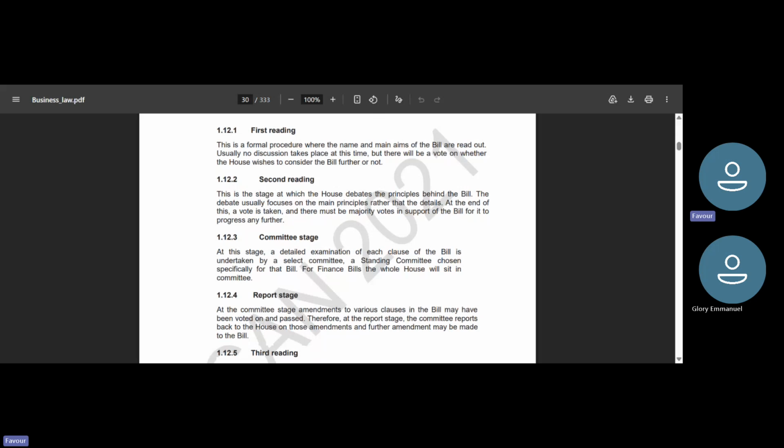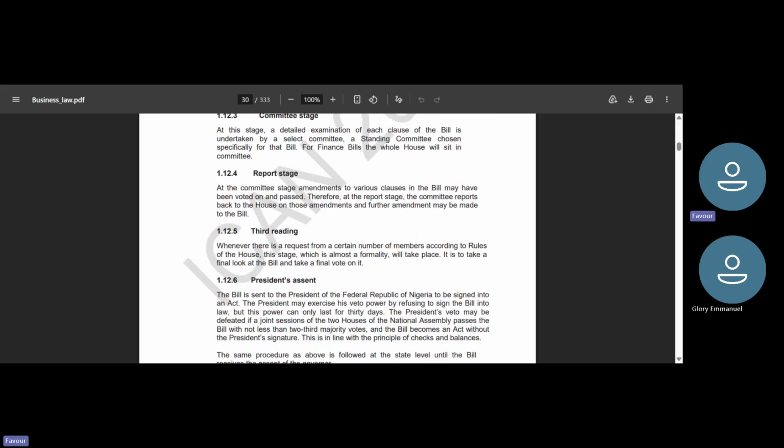So at the committee stage, a detailed examination is done. The bill is undertaken by a standing committee. It's just like, let's say the tax reform bill, then the tax committee is selected. Then they'll go back and do an in-depth analysis, a detailed examination of the bill. Then it will proceed to the next stage, which is the report stage. At the committee stage, the committee will look at amendments to various clauses and say they should amend this clause, they should not amend that clause. Then they bring their reports to the House of Representatives. So remember, it has passed through the first reading, second reading, committee stage, and now the committee is coming to report on the examination and the amendments that have been done.